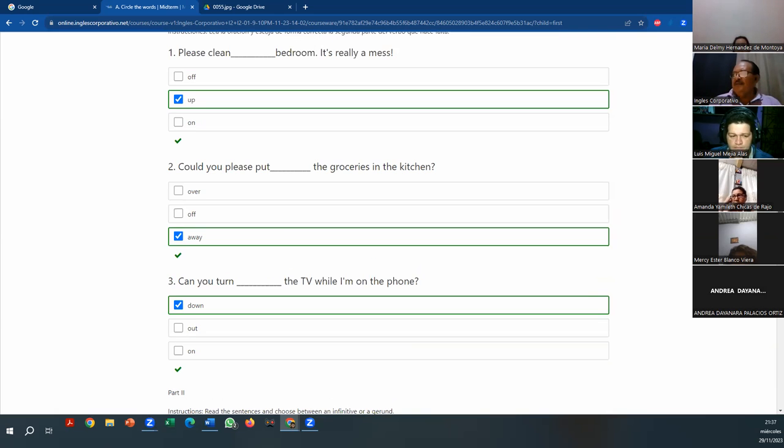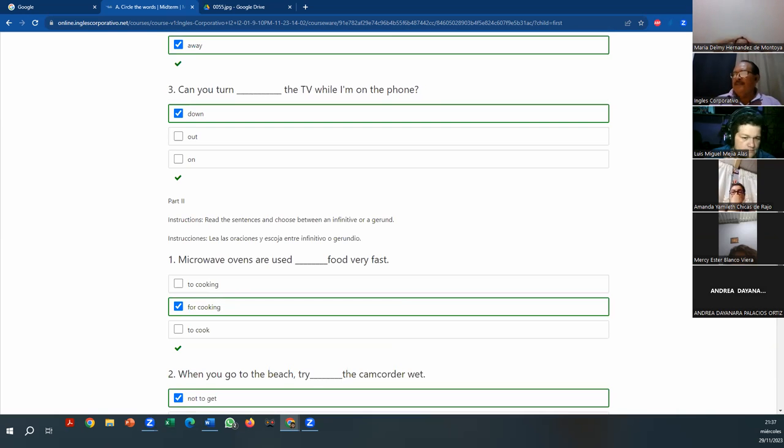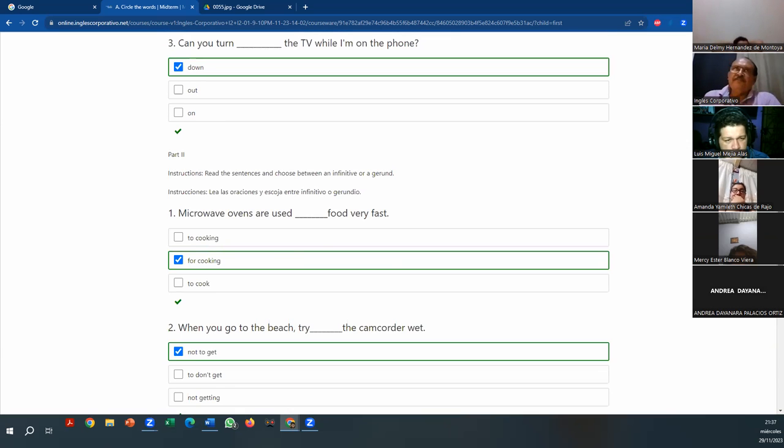And then when you talk about here, what is the number? For cooking. Here they are not referring to the past tense. They are referring, for example, to a passive voice. What is the purpose of a microwave? What do we use the microwave for? The microwave is for cooking. The refrigerator is used for keeping the food fresh.